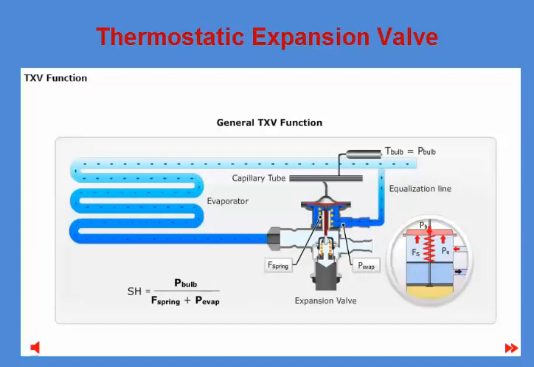If the load on the evaporator increases, the increasing superheat will in turn increase the bulb temperature or pressure. This will open the TXV orifice, so more refrigerant is injected. If the load on the evaporator decreases, the decreasing superheat will in turn decrease the bulb temperature or pressure. This will close the TXV orifice, so less refrigerant is injected.